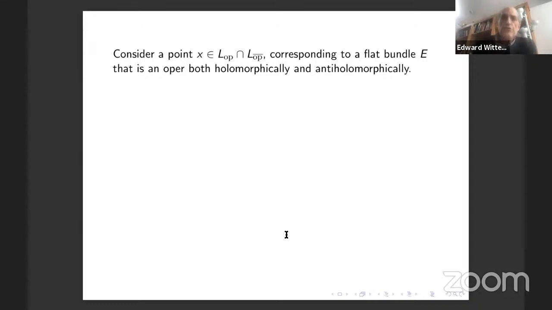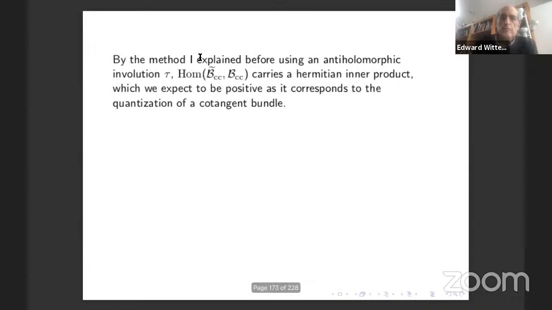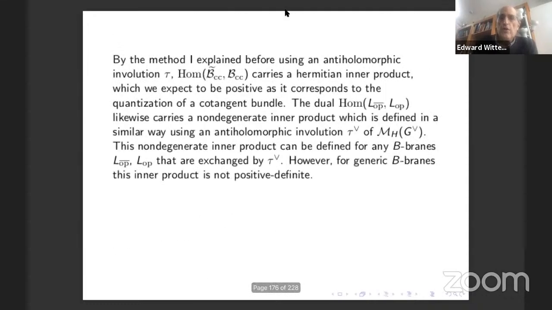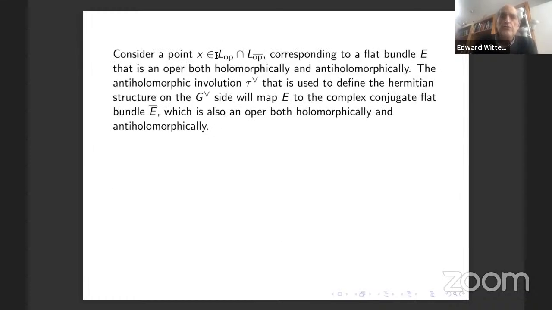So on the dual side, the Hilbert space from LAP bar to LAP comes from intersection points of these two Lagrangians. So it comes from a flat bundle E that's an Oper both holomorphically and anti-holomorphically. The anti-holomorphic involution tau dual that's used to describe the Hermitian structure on the dual side will map E to the complex conjugate flat bundle E bar, which is also an Oper both holomorphically and anti-holomorphically.